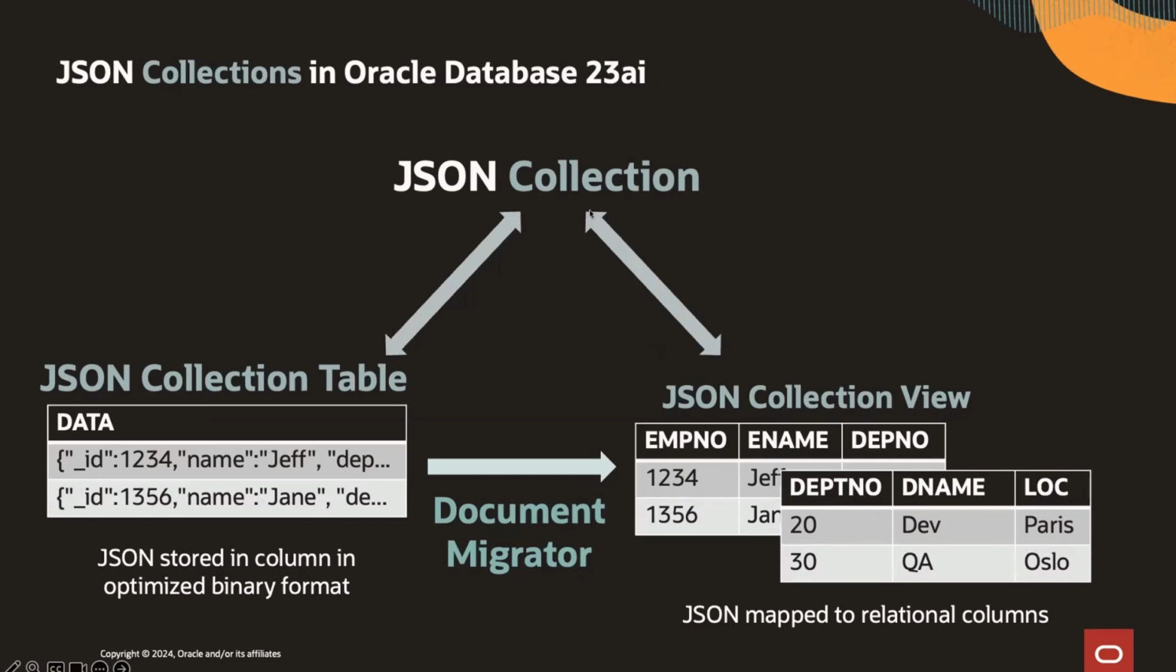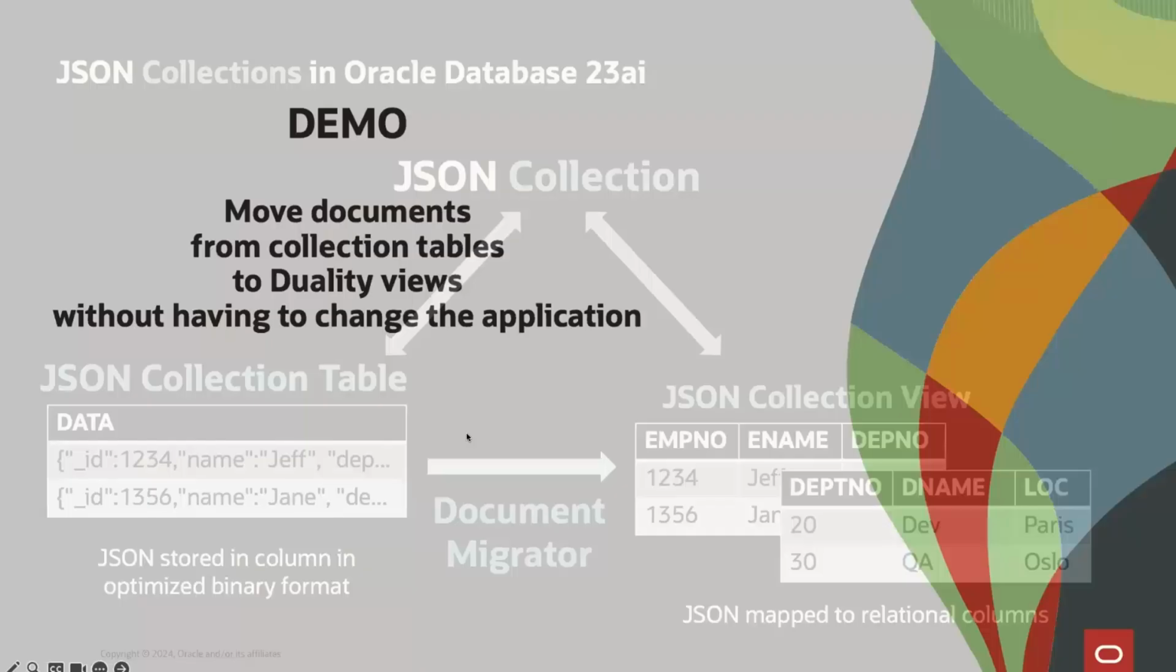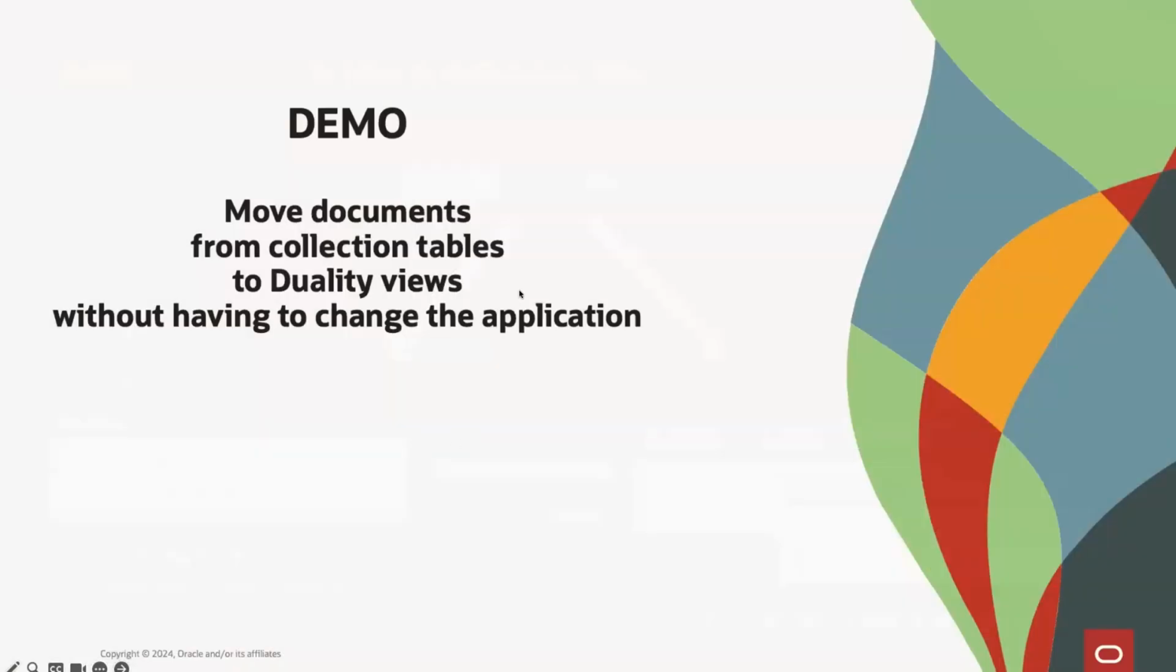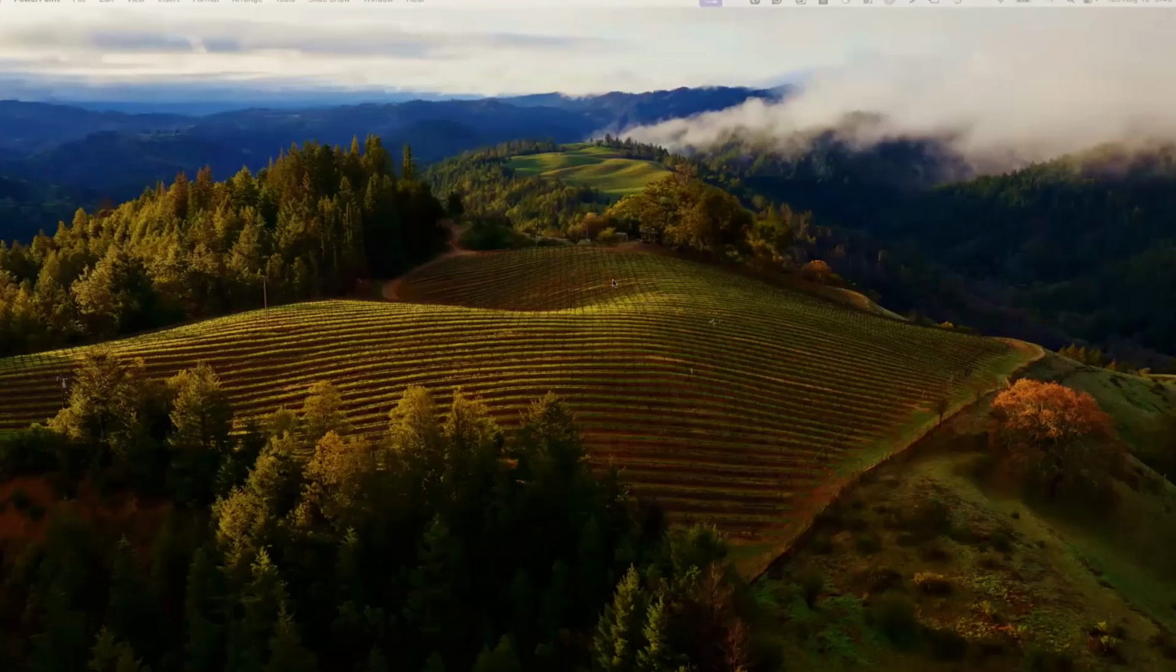One example would be an agile project. You start persisting the JSON data. Once your application is stable and you want to enforce more integrity across the data, so if you make an update in one collection, you want that change to be visible in other collections, you can easily migrate from persistent JSON to JSON relational duality using a tool called the document migrator. And Julian will demonstrate this now. Over to you, Julian. Thank you very much, Peter.